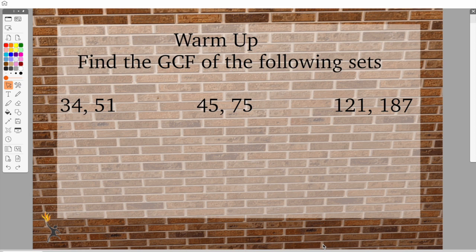So I want to start off and see what we remember. We talked a little bit about GCF yesterday, when we were working on problems. So what I want you to do is a little bit of practice as we walk through this. I've only given you two different factors today. So go ahead and pause the video, and try these three on your desk. Don't forget to grab the markers and the erasers first.